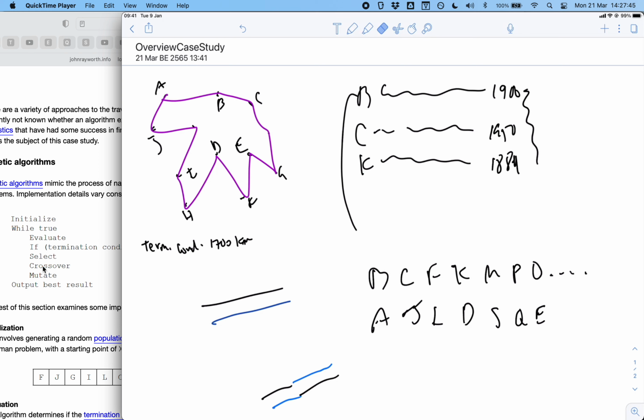And what's going to be nice is if this part of blue was really good and this part of black was really good, you put them together and you have two really good ones next to each other. So let's do that one crossover. The one crossover to the generation is going to be, let's say we keep the B, the C, and the F, and the K, but then we cross over and we get the D, and the S, and the Q, and the E. Okay, that's crossover.